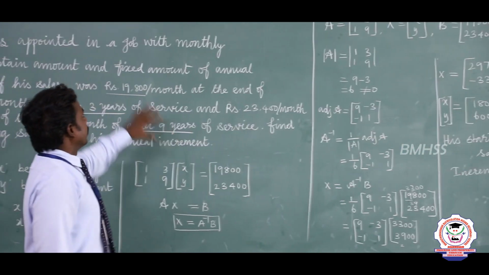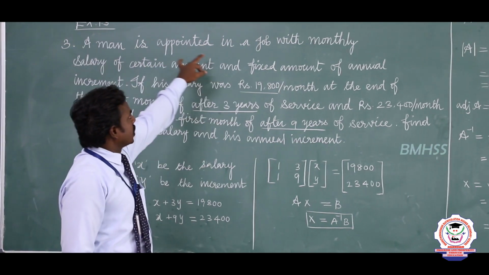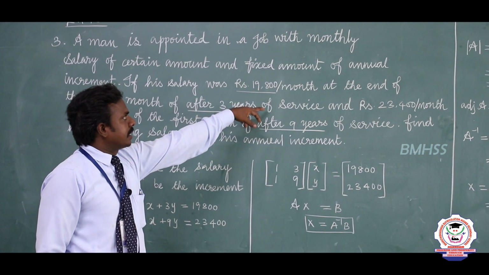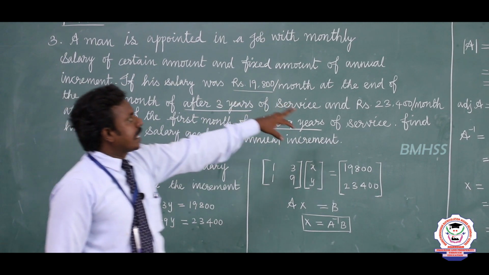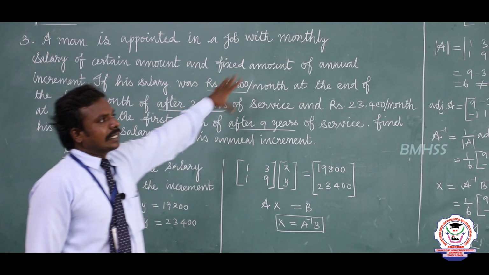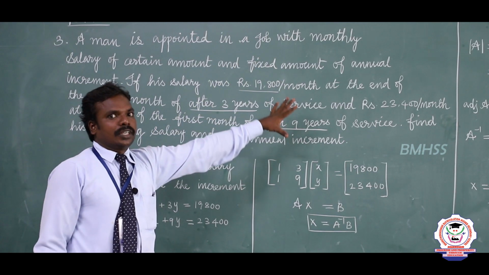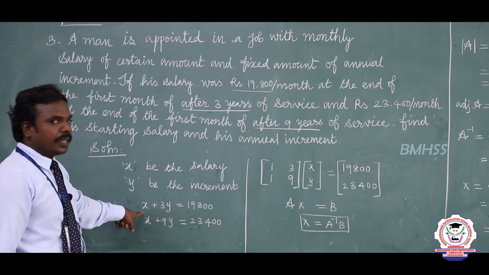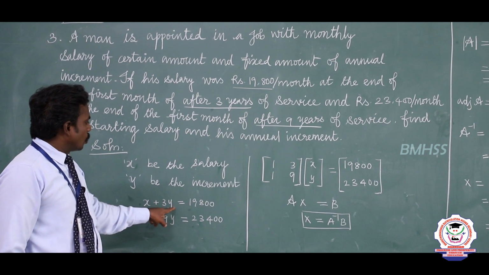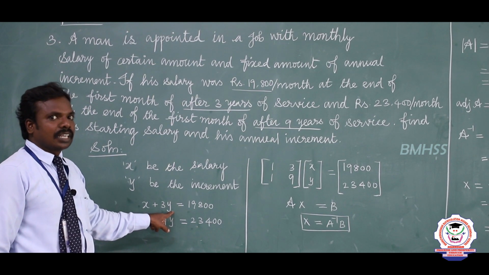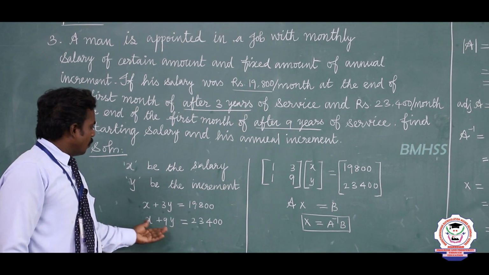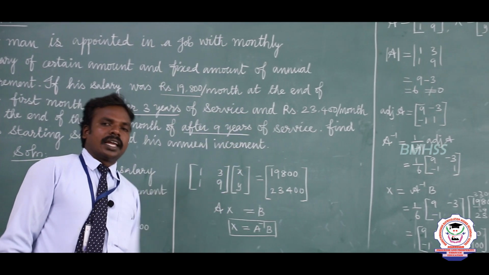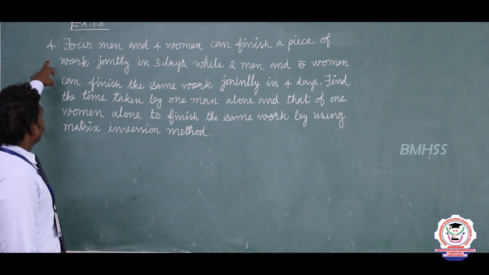Listen, it is very simple. They are giving in the question the salary after 3 years. After 3 years, his salary is 19,800 per month. After 9 years, his salary is 23,400. So we don't know the starting salary, and we don't know the increment either. From that we are forming these equations. First we need to form these two equations. X, that is the starting salary, plus 3y, so 3 times the increment after 3 years, equals 19,800. From this we can solve using the matrix inversion method. Finally we get the values of X and Y. That's it. Question number 4.